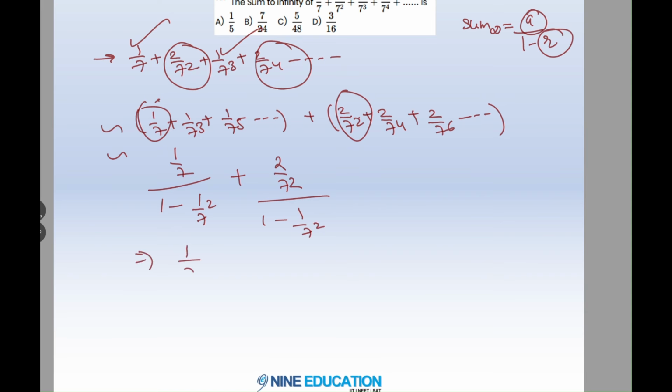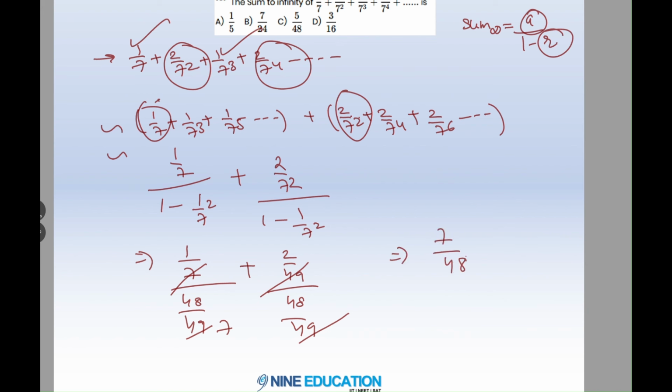So what we get is (1 by 7) by (48 by 49) plus (2 by 49) by (48 by 49). Now 49 cancels, 7 sevens are. So what we are getting is 7 by 48 plus 2 by 48 makes up 9 by 48. Cancels on 3, 3 by 16. That should be correct. Option number D.